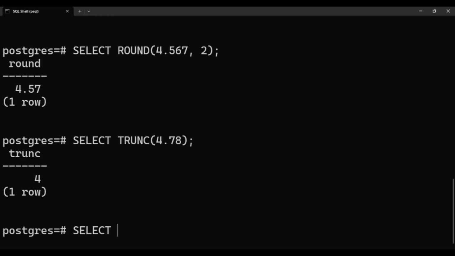Next, trunc. Trunc is very easy. We just remove the decimal. That's it. 4.78 means just 4. 4.2 means just 4, like that. We will just remove the decimal part. That's all. Next, power. Power of 2 comma 3 means 2 power 3, and the value of 2 power 3 is 8. For power of 4 comma 5, that means 4 power 5, which is 1024. That's how we will get the value of power.